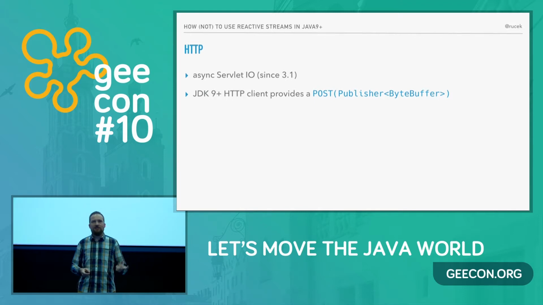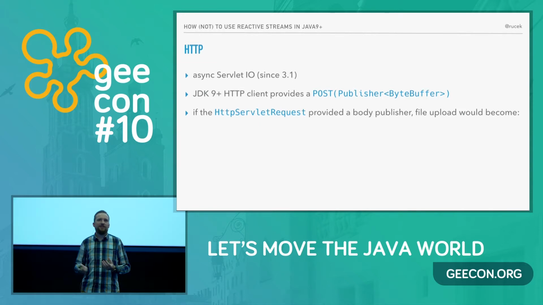So there is a new HTTP client in the JDK. It's now in the incubating package. But it is there. It's being developed, and it's actually implementing the reactive interfaces. So, for example, when you have a post method, it accepts the body as a publisher. So you are just able to throw a publisher inside, and it's going to do all the streaming stuff.